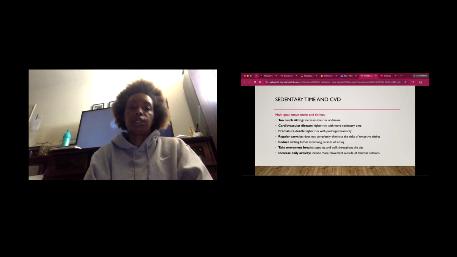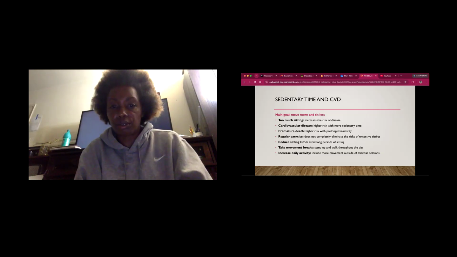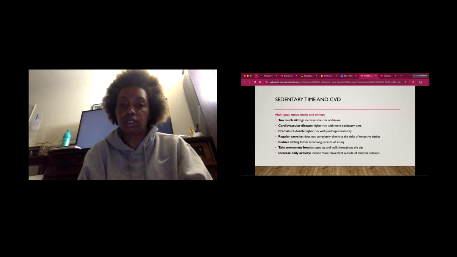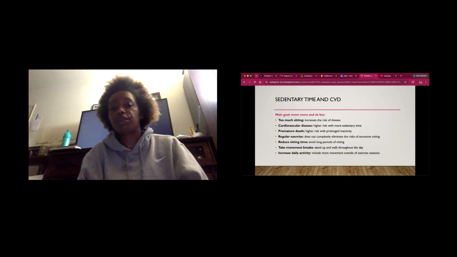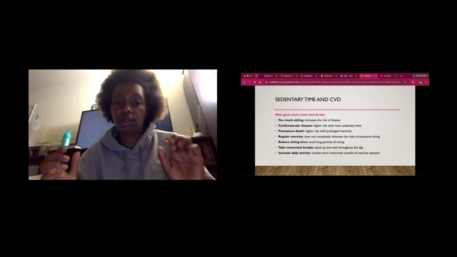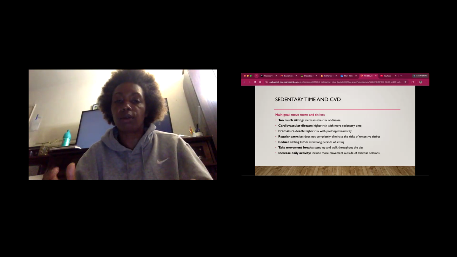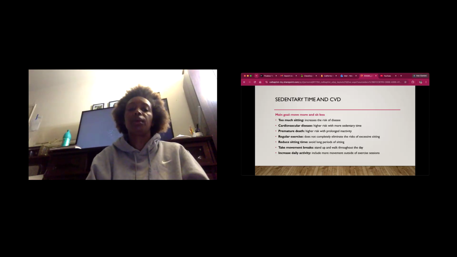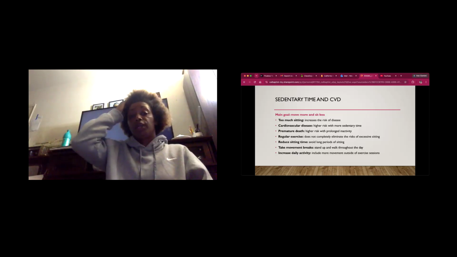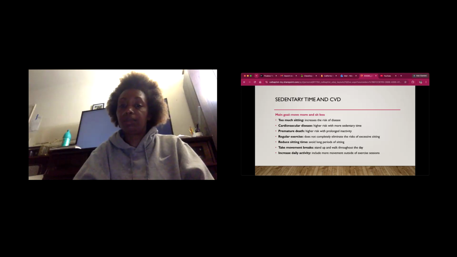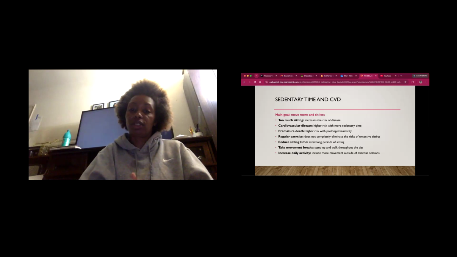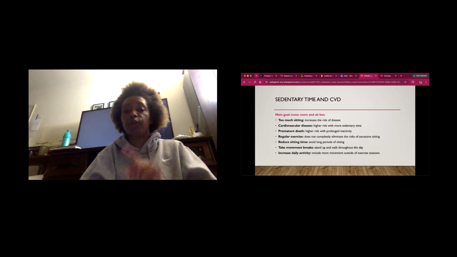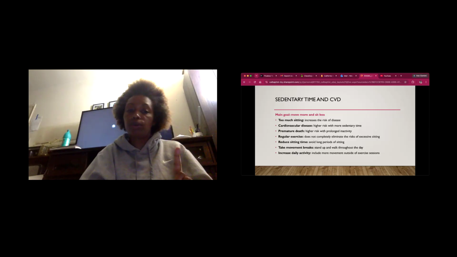So, in short, too much sitting increases the risk of disease. Cardiovascular disease equals a higher risk with more sedentary time. Premature death is a higher risk with prolonged inactivity. But on the plus side, regular exercise does not completely eliminate the risk of excessive sitting. Reduce sitting time, avoid long periods of sitting, take movement breaks, and increase daily activity.